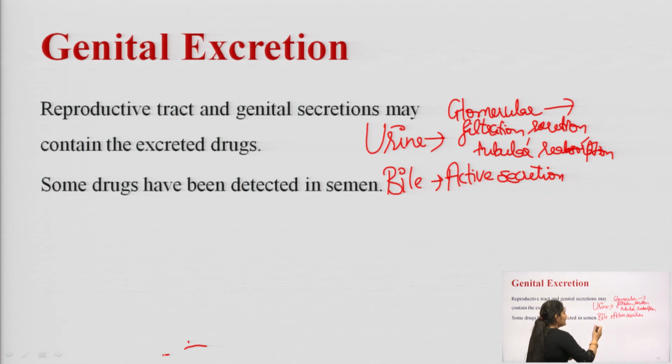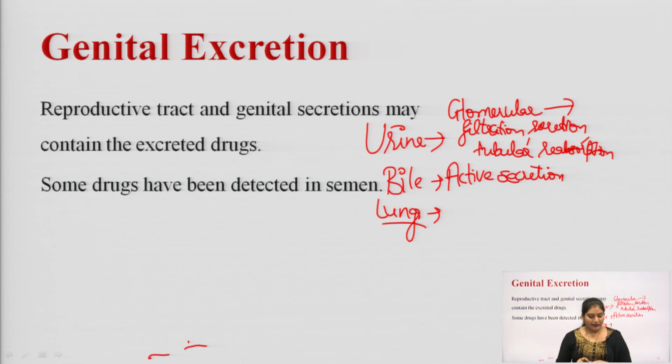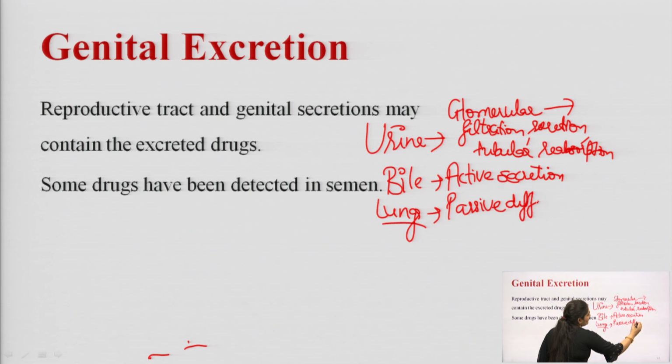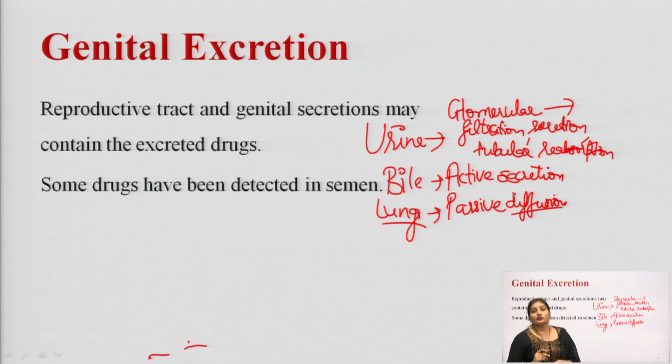Next type of route is lungs. In the lungs, there is the involvement of the passive diffusion. The mechanism involved is passive diffusion. Okay. So, gaseous substances that are volatile in nature or general anesthetics can get excreted out with the help of pulmonary excretion. Next route is the saliva.